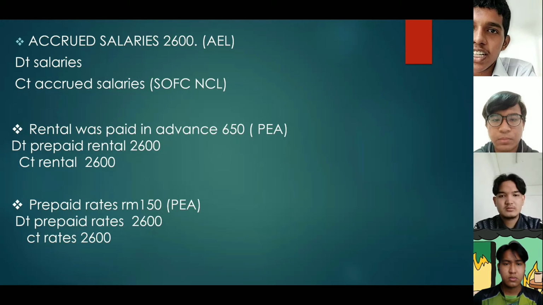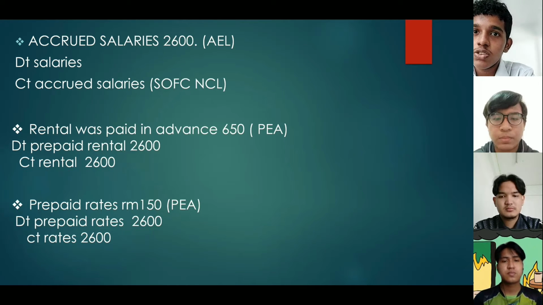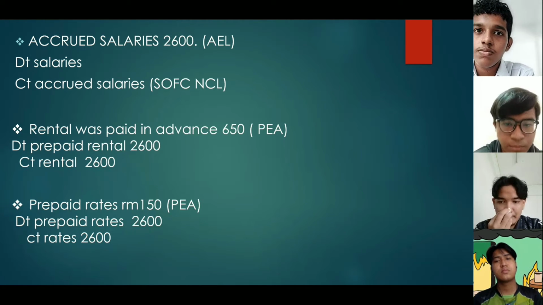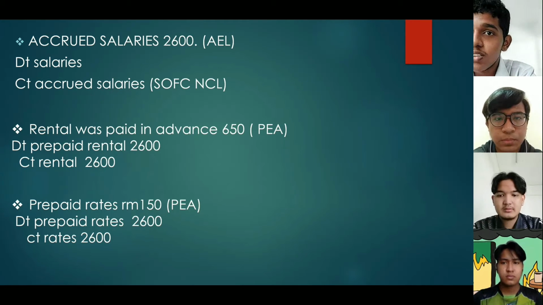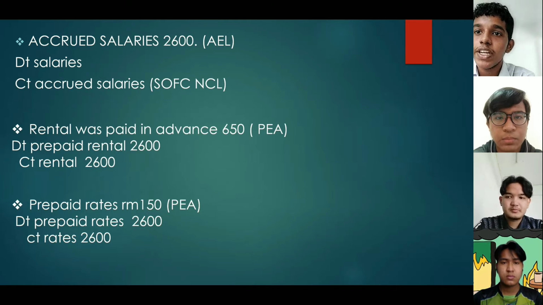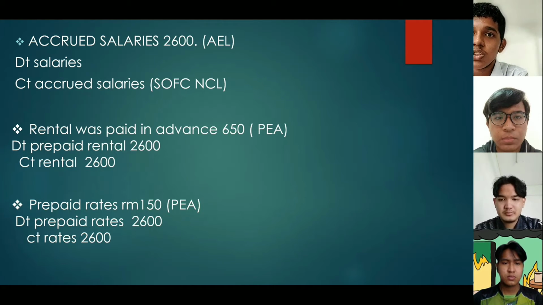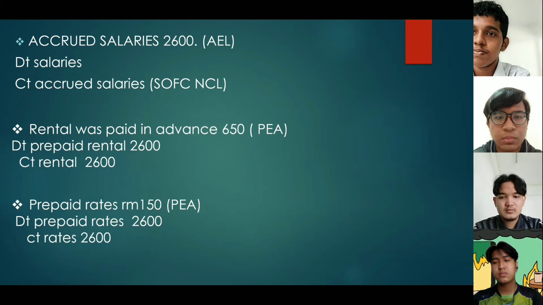So finally, accrued salary is 2,600. So it is accrued expenses. So it is a liability. And the second one is rental was paid in advance 650. So it's a prepaid expense. So prepaid expenses is an asset. So it will come in current asset. So lastly, prepaid rates are 150. So prepaid rates is a prepaid expense. So it will come in current asset.